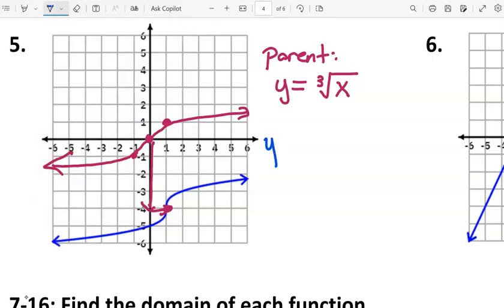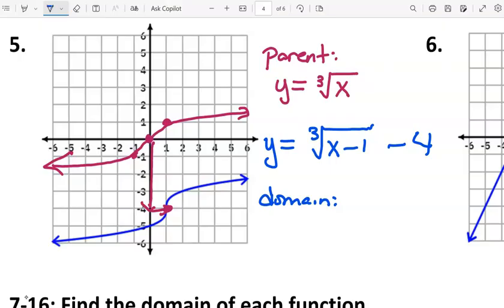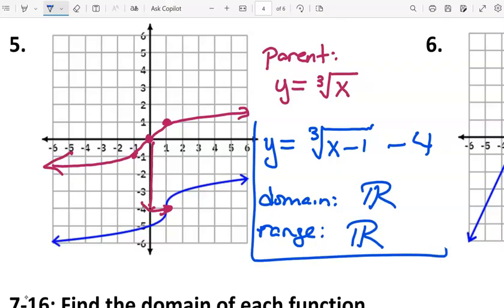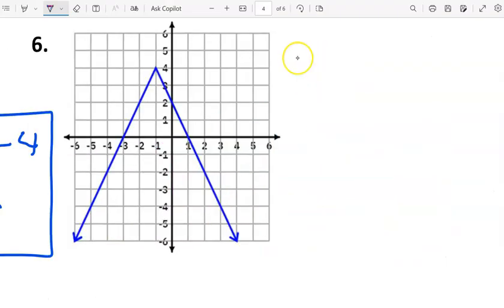So the transformed function has an equation y is equal to the cube root of x minus 1 minus 4 to move it right 1 and down 4. Arrows on the end, no endpoints, no breaks. So that indicates that our domain and range are both all real numbers. Graph continuing infinitely up and down, left and right with no breaks.